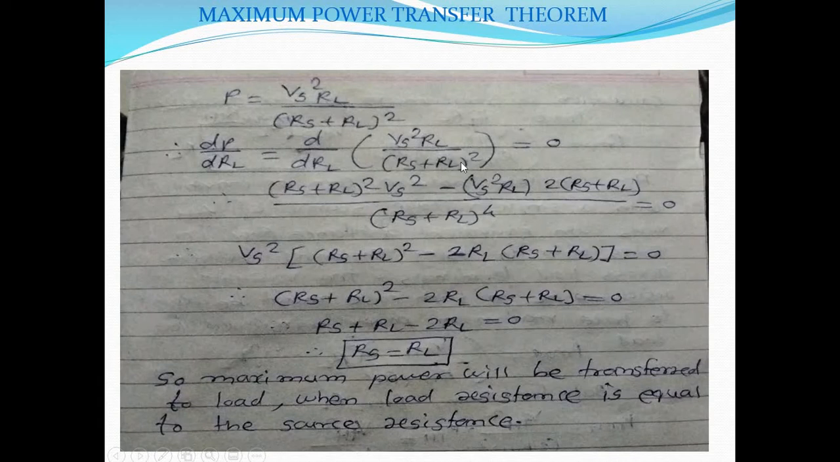So v is (Rs + RL) whole square, so v² is (Rs + RL) raised to 4, is equal to 0. So when we solve it, it will become V² (Rs + RL) whole square minus 2RL (Rs + RL) is equal to 0. So it will become (Rs + RL) minus 2RL is equal to 0, that is Rs is equal to RL.